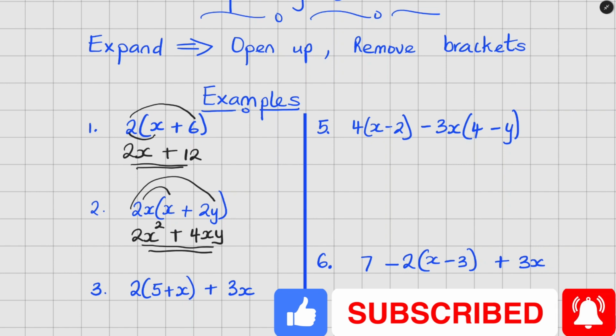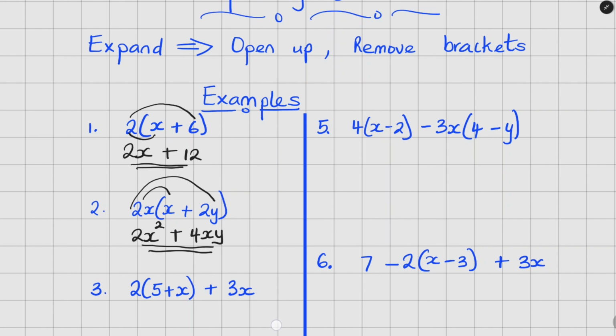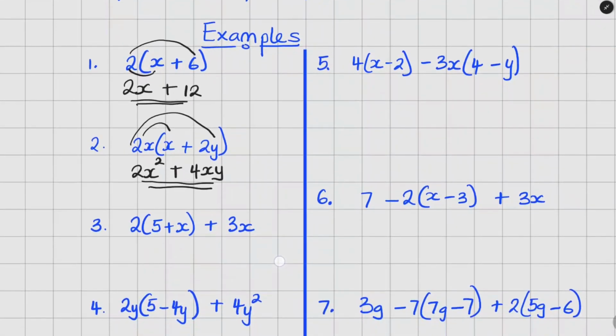So our final answer here is 2x squared plus 4xy. We cannot simplify further because these are not like terms. So we're going to leave them just like that. Moving on to question number 3.